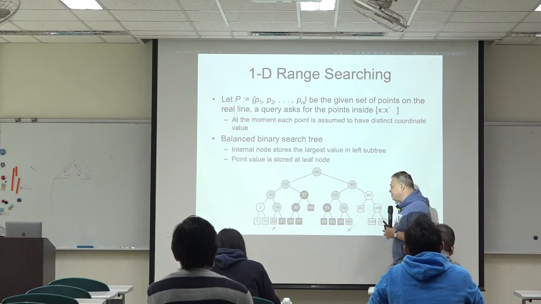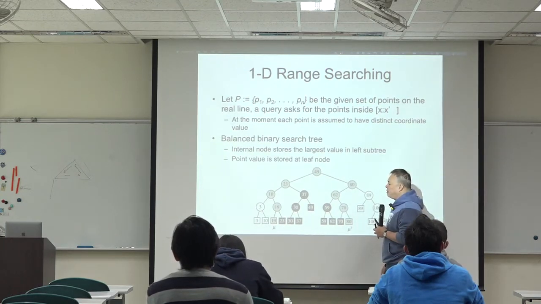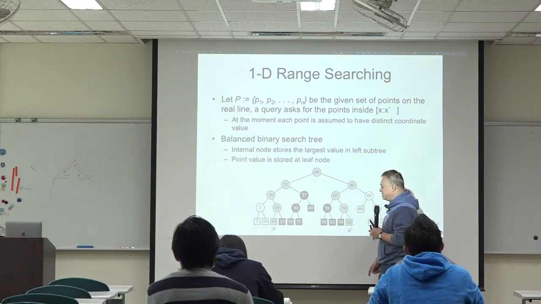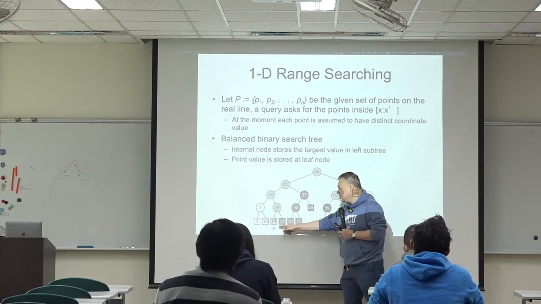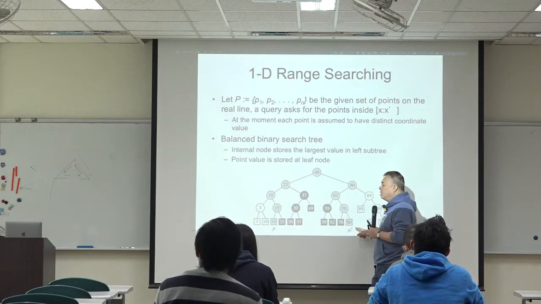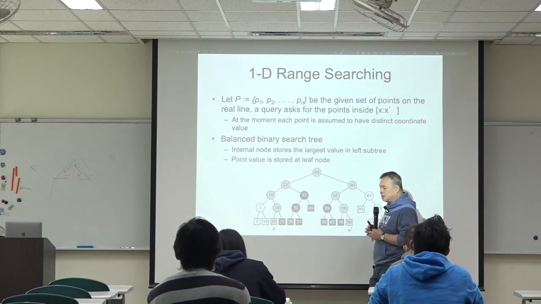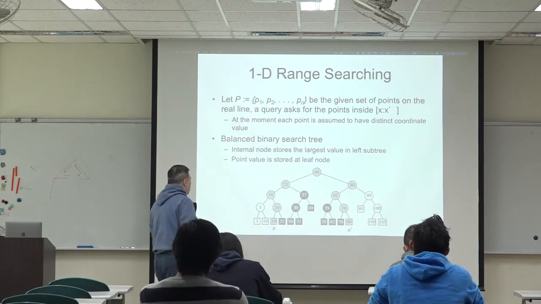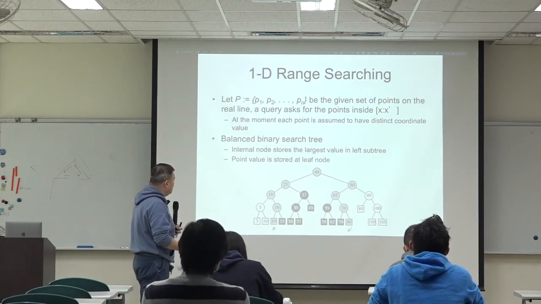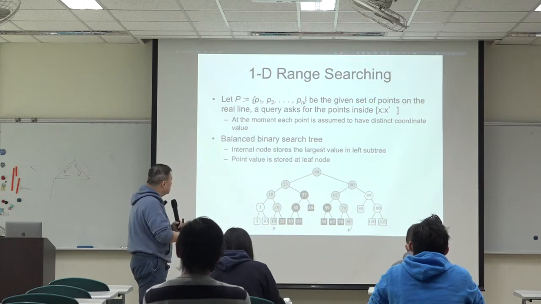So our problem becomes finding these two endpoints. So how do we find these two endpoints? We are given this binary search tree as well as the range.